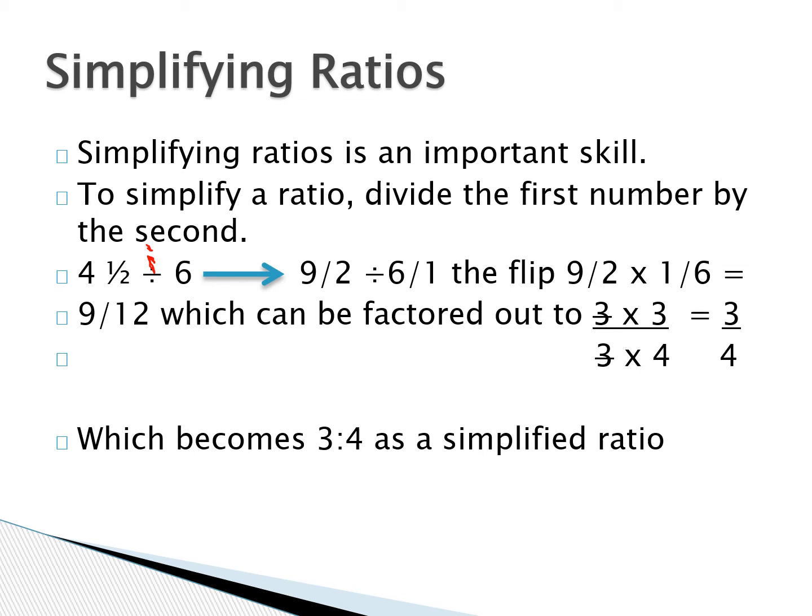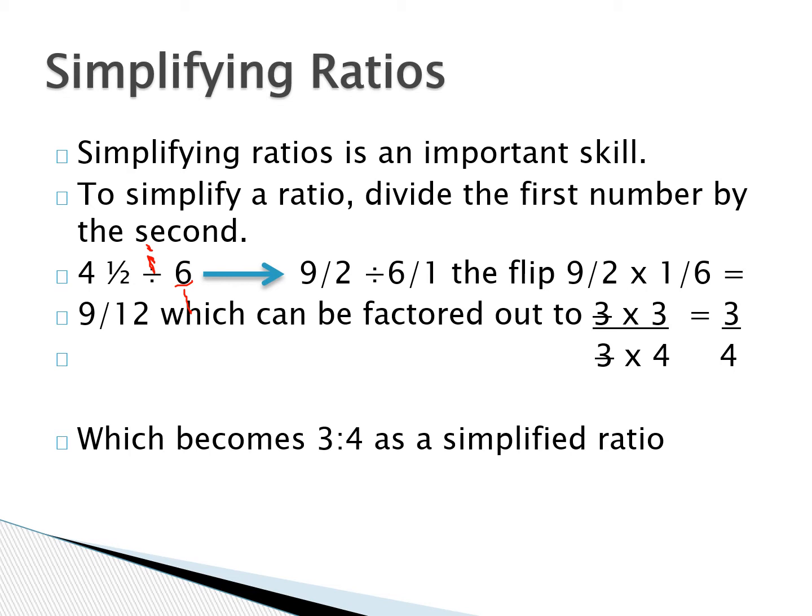So we're going to go ahead then and do the 6 over 1 because it doesn't change its value, it's still 6. Okay, so 6 over 1, and remember when we're working with division we're going to flip that second number. So we flip the 6 over 1 to 1 over 6. So now we're just going to go ahead and multiply across.